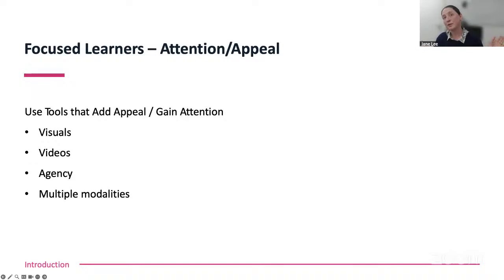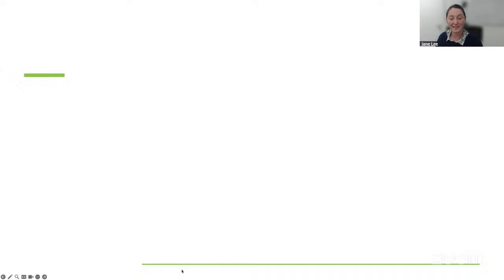Also, learners' attention can drift. So you want to use tools that gain attention or give appeal. So it might be interesting graphics. It could be videos that are interesting. It might be by giving them more agency. So multiple modalities can help. I did a quick, if I just swap my camera here. You can use a document scanner. You can use a second camera.